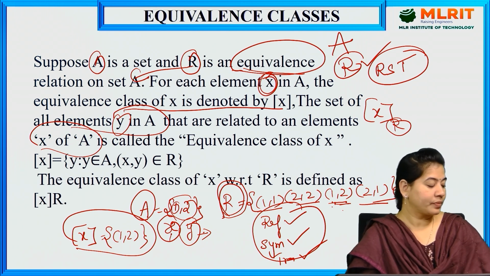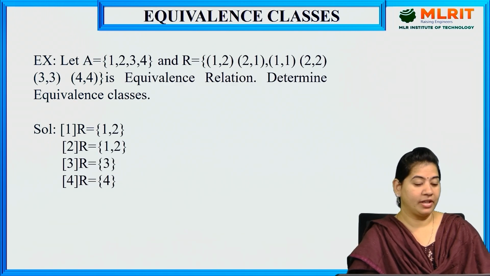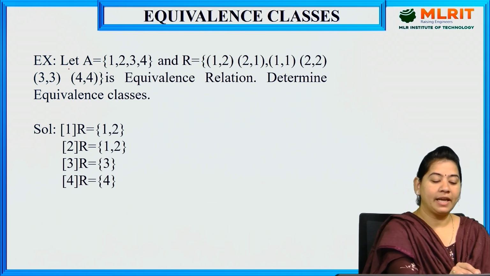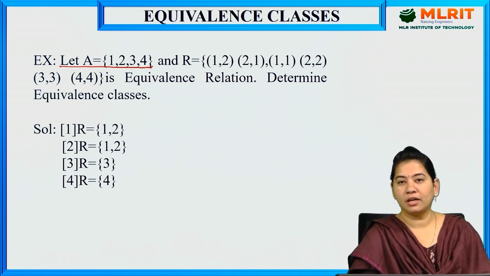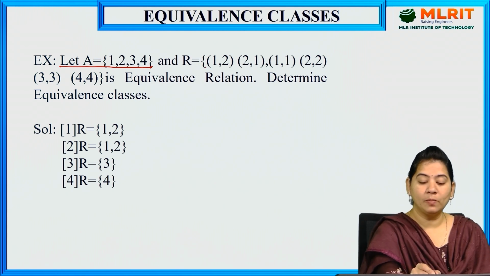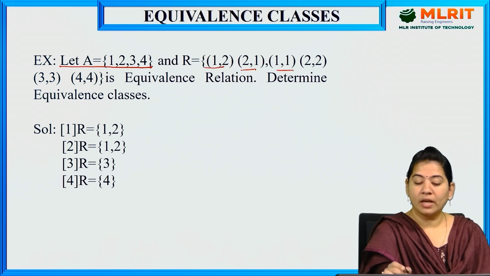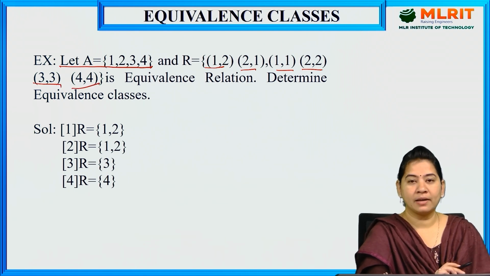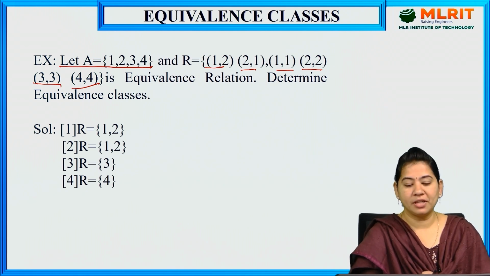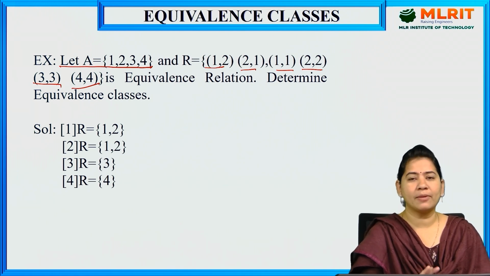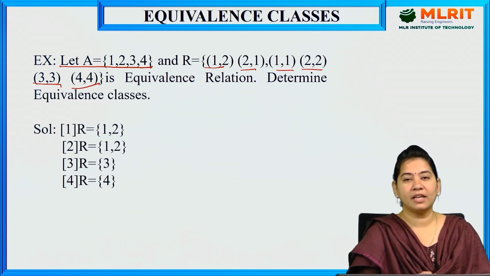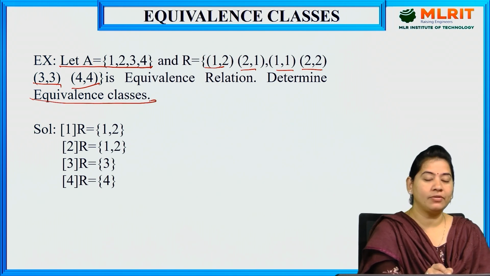So here let us see a few examples so that we can understand how to find the equivalence classes. Let A be equal to {1, 2, 3, 4} and R be equal to {(1,2), (2,1), (1,1), (2,2), (3,3), (4,4)}. So this is R and this is an equivalence relation. Means in the question itself we are mentioning that this is an equivalence relation, so it is already proved that capital R is an equivalence relation, that is, it satisfies reflexive, symmetric and transitive properties. Now determine the equivalence classes.